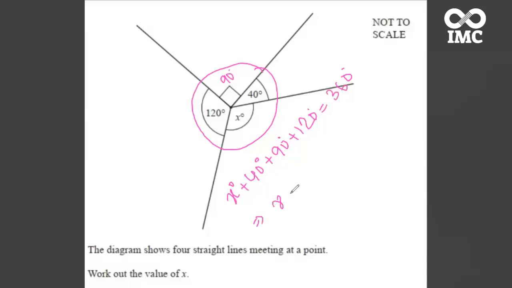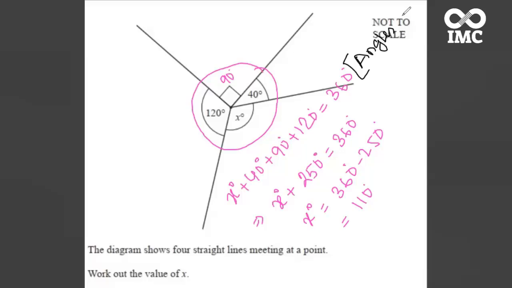Then we can say x plus 40 plus 90, that is 130, plus 120, that is 250 degrees, equals 360. Then the value of x will be 360 minus 250, that will be 110 degrees. Here we need to give a side note, that is, we can say angles at a point. Okay, this is the solution of this problem.